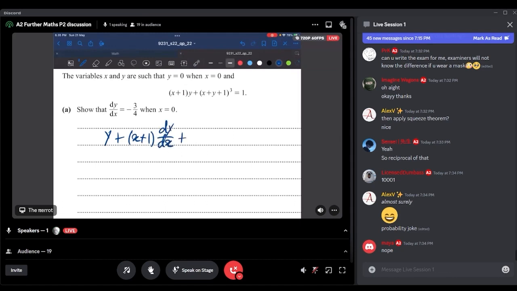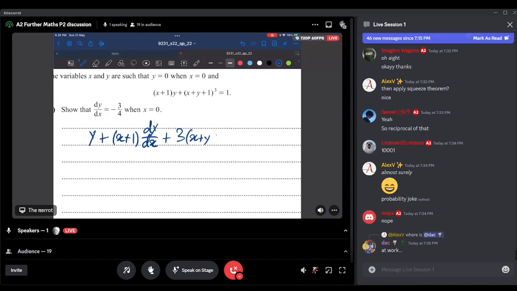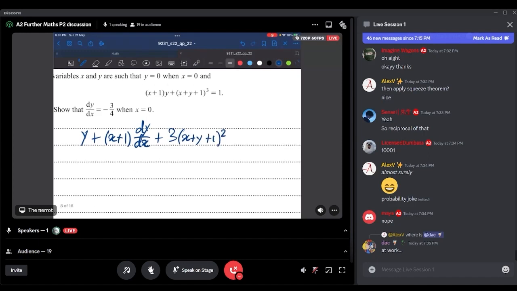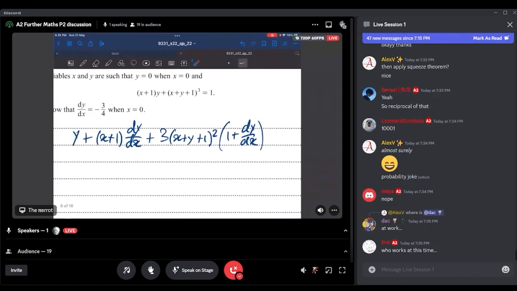And now we differentiate the second term. Chain rule, so you have 3 times the inside squared, multiplied by the derivative of the inside of the function. So that's 1 plus dy/dx. Differentiation of 1 is just 0. So it's 0. Okay.